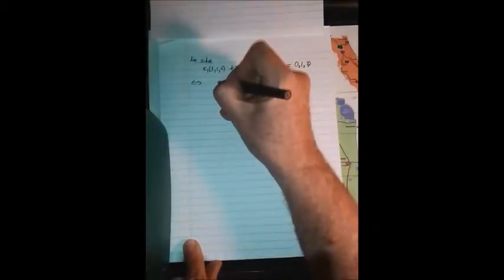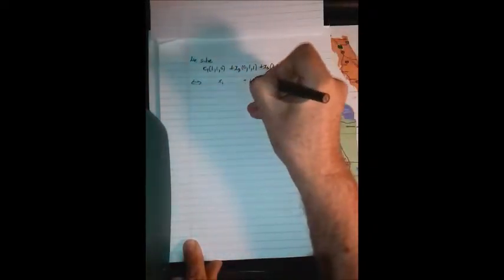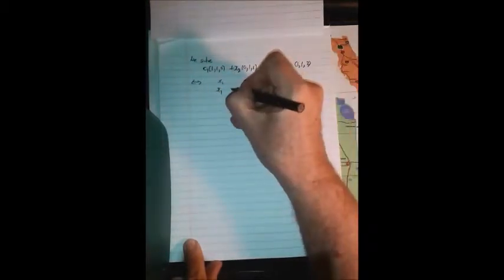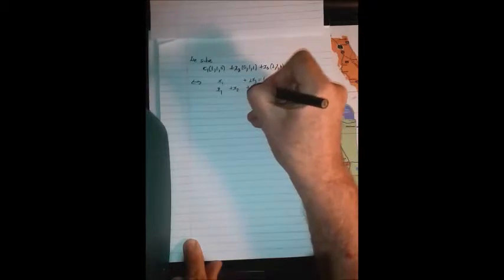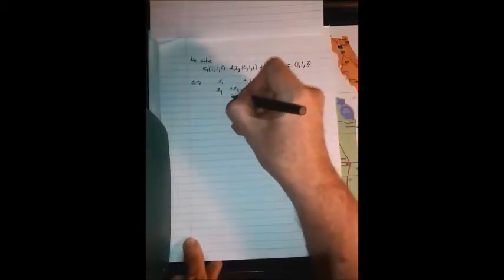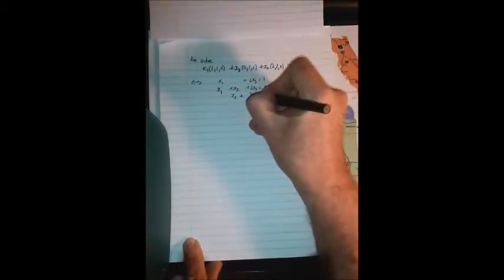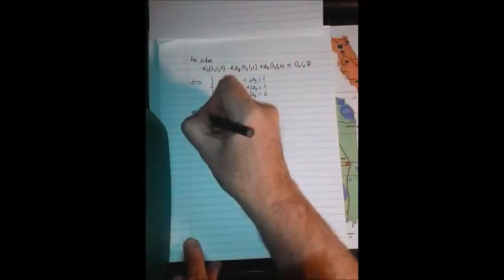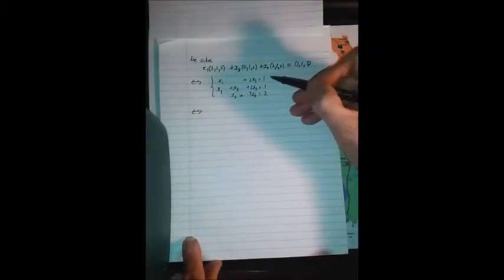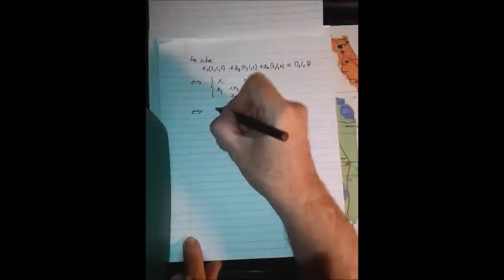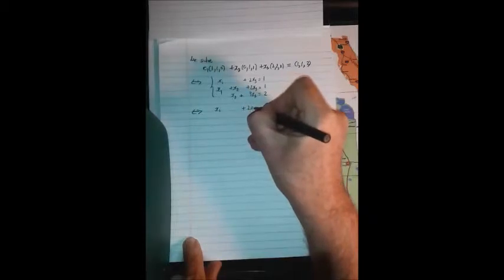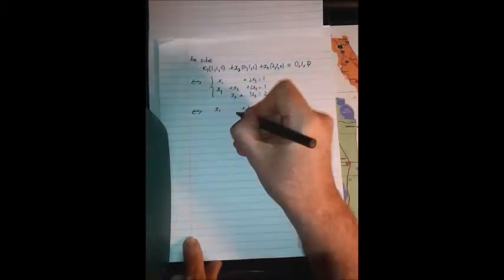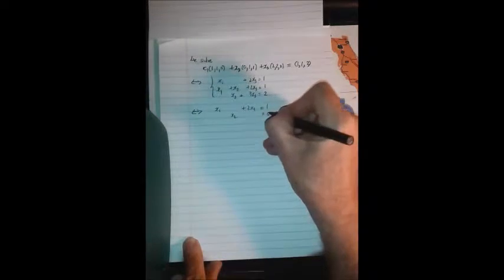In the first component we'll get x1 plus 2x3 equals 1. In the second component we have x1 plus x2 plus 2x3, and we want that equal to 1. And in the last component we have x2 plus 3x3 equals 2. Okay, so here we multiply the first equation by minus 1 and add it to the second. So our new second equation will be x2 equals 0.